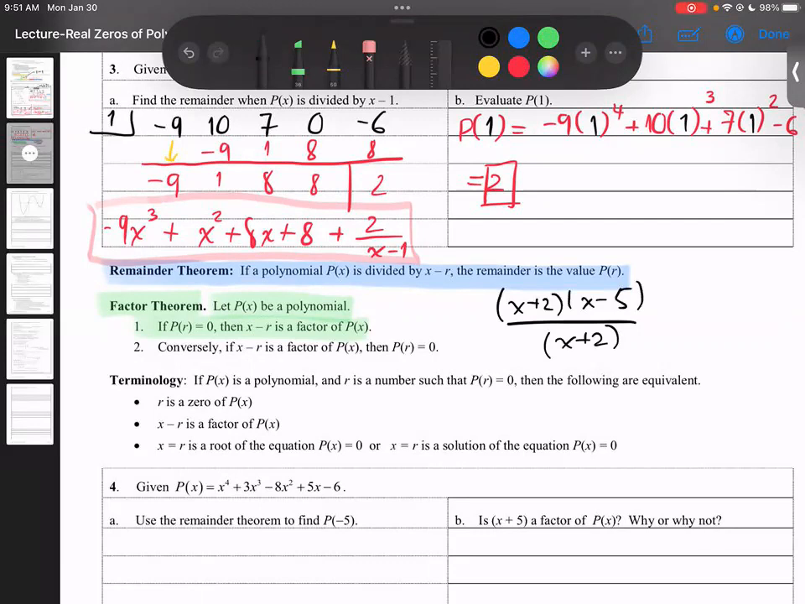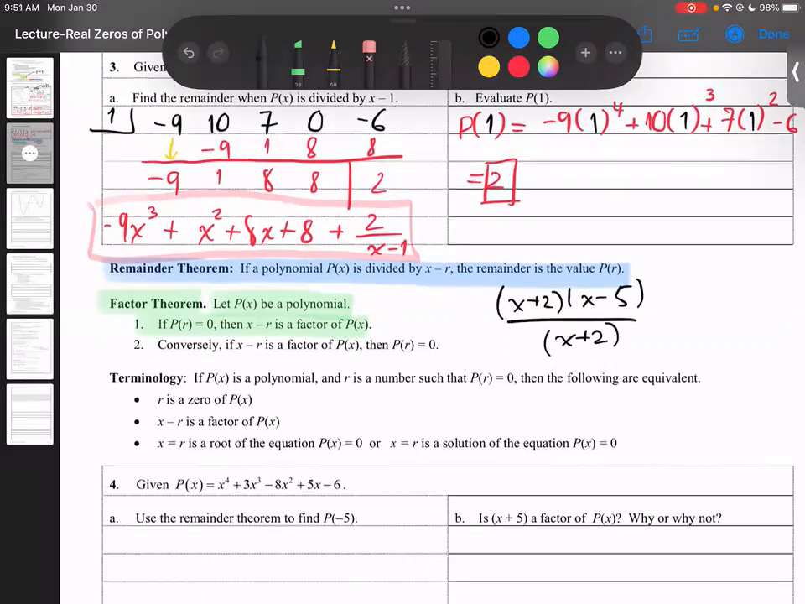So here R will be what? -2, right? -2, yes. R is -2. So if I go for a plug-in, let me plug in P of -2 into the fraction. What happened? Into the numerator.